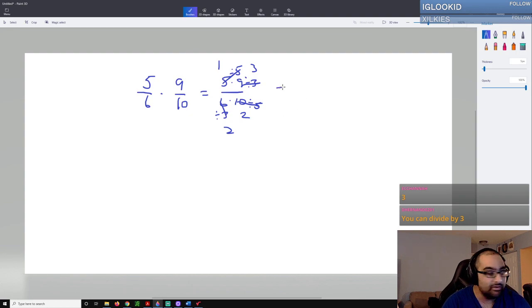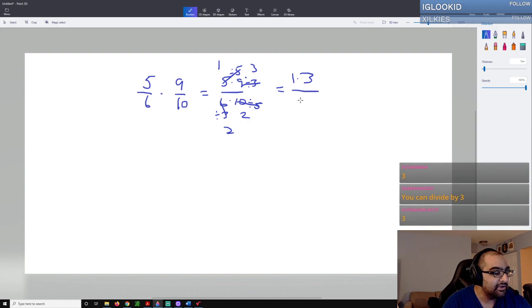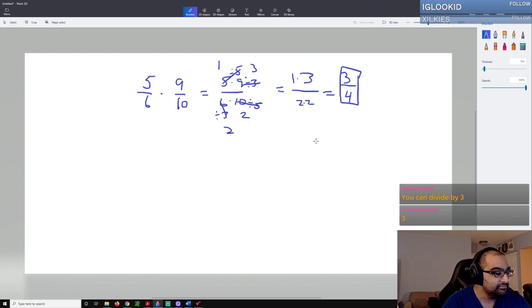All right, good stuff. So now we have 1 times 3 on the top, and 2 times 2 on the bottom. Now we've reduced it down to its most basic form because we don't have anything else in common. 1 times 3 is 3, 2 times 2 is 4. So 3/4 is your final answer for this problem. And that's it for that problem. Are there any questions about that?